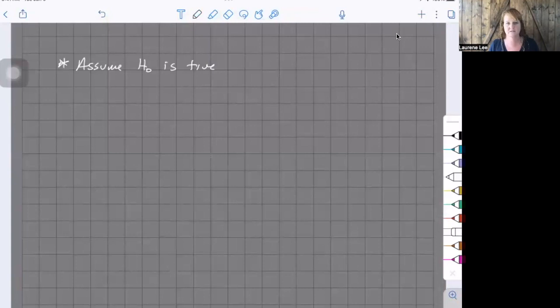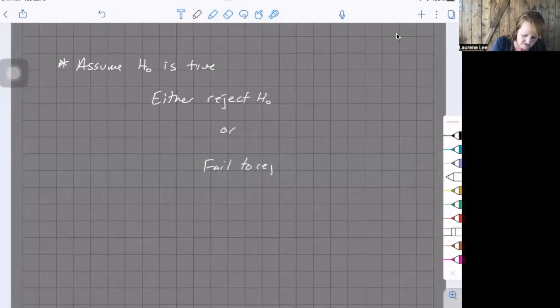Different books do different things, but the idea is you assume something's true and then you either verify that truth, or you assume something's true and you verify the opposite. Okay, so for our purposes, we're always going to assume that H naught is true, and then we are going to either reject H naught, or we're going to fail to reject H naught. Okay. Now this is weird language.